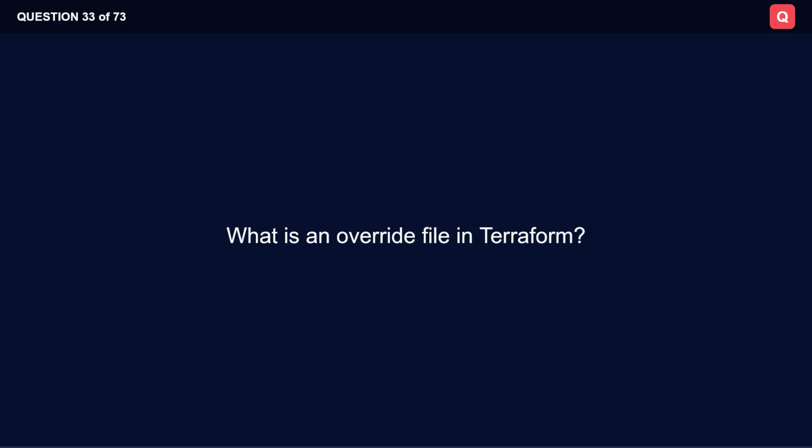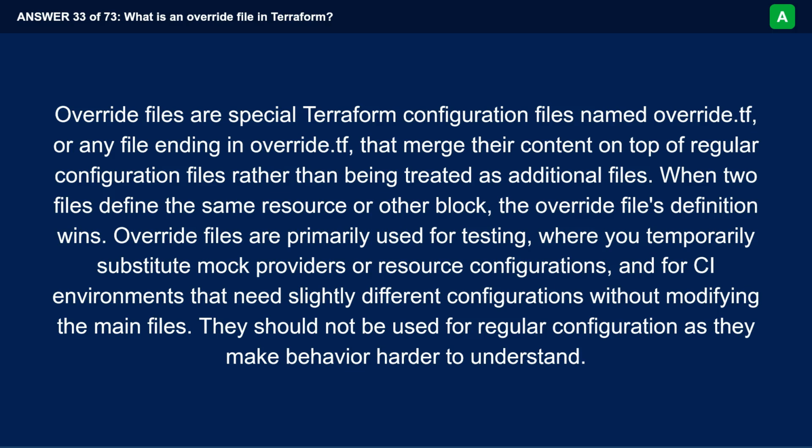What is an override file in Terraform? Override files are special Terraform configuration files named override.tf, or any file ending in _override.tf, that merge their content on top of regular configuration files rather than being treated as additional files.